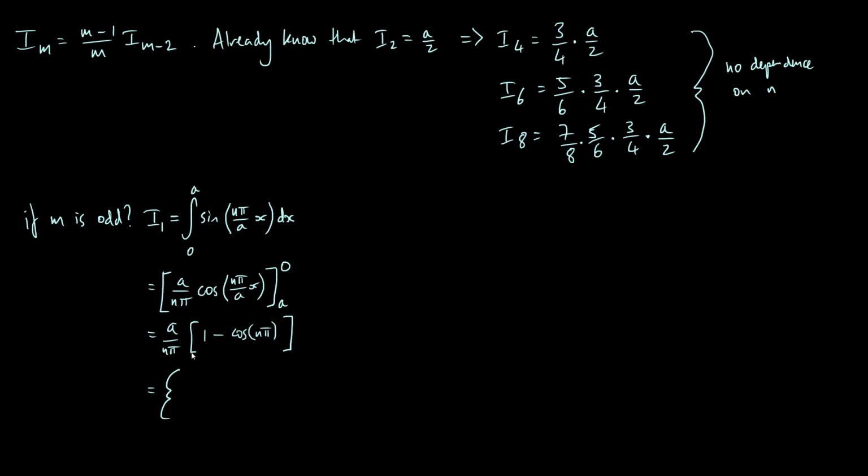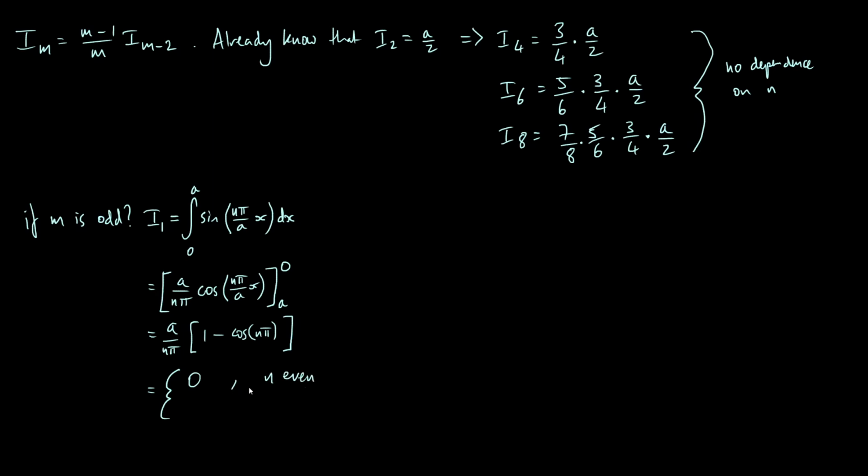So we can write that as, well, it's just going to be a over n pi times 1 minus 1, right? Because if n is even, we get cos of 0 and then cos of 2 pi and cos of 4 pi and so on. And so all of those cosines are 1, so we just get 1 minus 1 in the brackets. And so it is 0 as long as n is even.